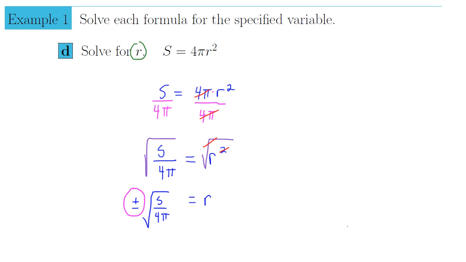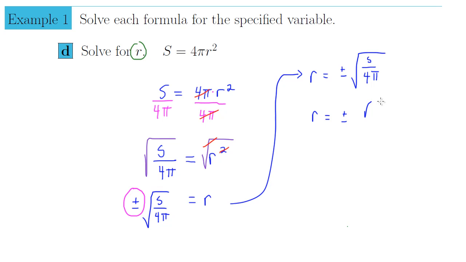The second note I wanted to make is that we can simplify the square root of s over 4 pi. So let me work with this expression and try to simplify. One thing you should always try to do when you have a square root of a fraction is take the square root of the top and the square root of the bottom in hopes to simplify. So I'm going to rewrite this equation as r equals plus or minus the square root of s over the square root of 4 pi.